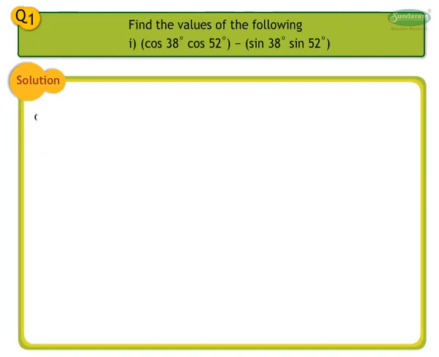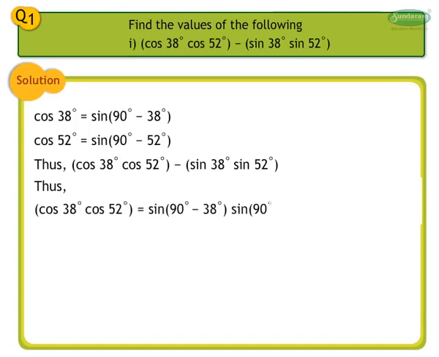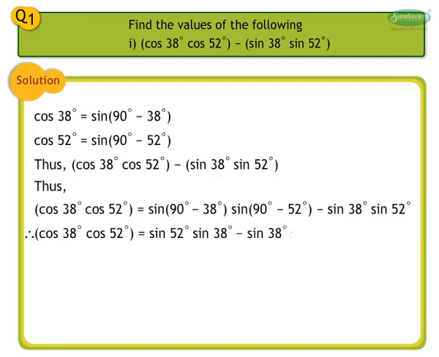Then proceed. Cos 38 degrees is equal to sin 90 degrees minus 38 degrees, and cos 52 degrees is equal to sin 90 degrees minus 52 degrees. Thus, cos 38 degrees cos 52 degrees minus sin 38 degrees sin 52 degrees is equal to sin 90 degrees minus 38 degrees sin 90 degrees minus 52 degrees minus sin 38 degrees sin 52 degrees. Therefore, it is equal to sin 52 degrees sin 38 degrees minus sin 38 degrees sin 52 degrees, which is equal to 0.